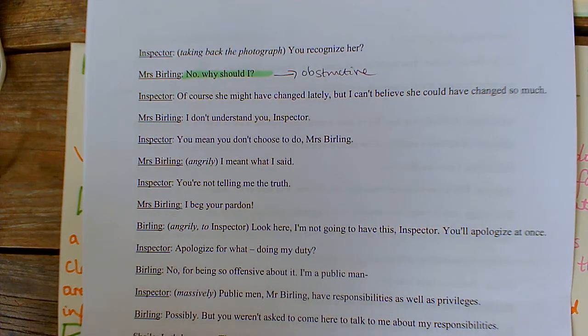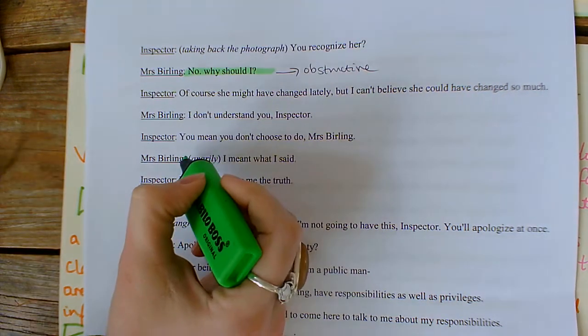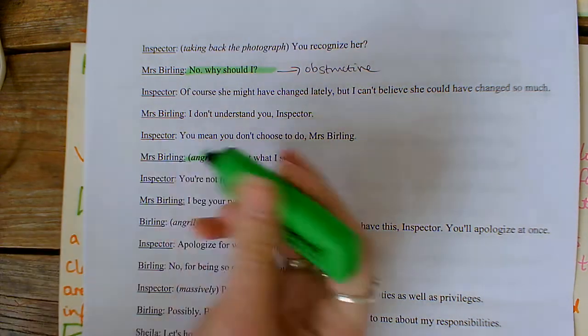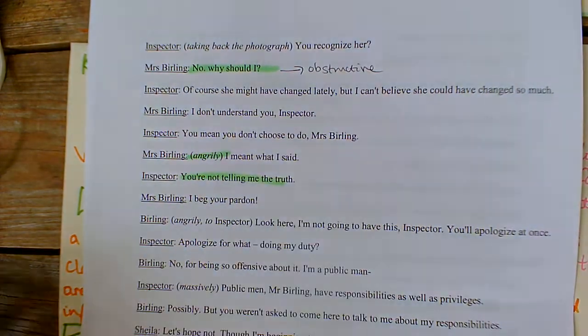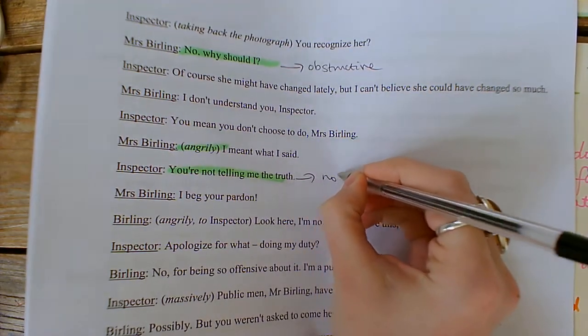Mrs. Burling says, I don't understand you, Inspector. And he says, you mean you don't choose to, Mrs. Burling? Now she doesn't like, neither does Mr. Burling, anyone calling them out on their lies. So she says angrily, I meant what I said. And he says, you're not telling me the truth. So again, he's not afraid to be forceful with her.